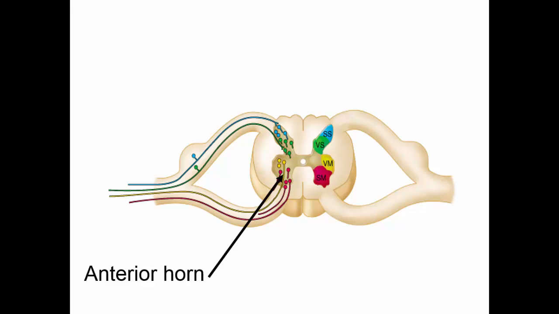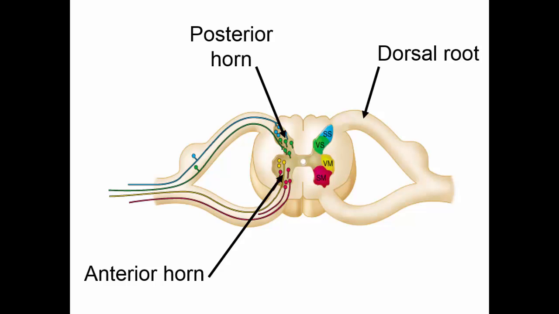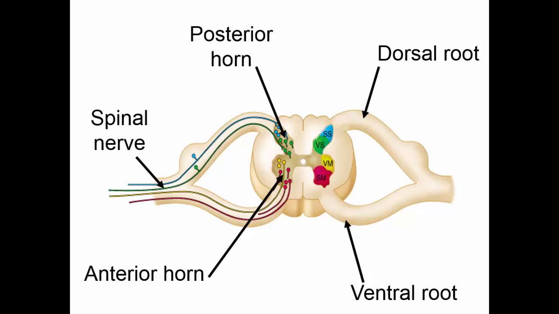The gray matter is divided into the anterior horn and the posterior horn. The dorsal root of the spinal cord comes off of the posterior horn, and the ventral root comes off of the anterior horn. The dorsal and ventral roots merge to make the spinal nerves. The spinal nerves have both sensory and motor neurons in them. The ventral root is carrying motor information away from the cord to effectors, and the dorsal root is bringing sensory information into the cord to go to the brain for interpretation.